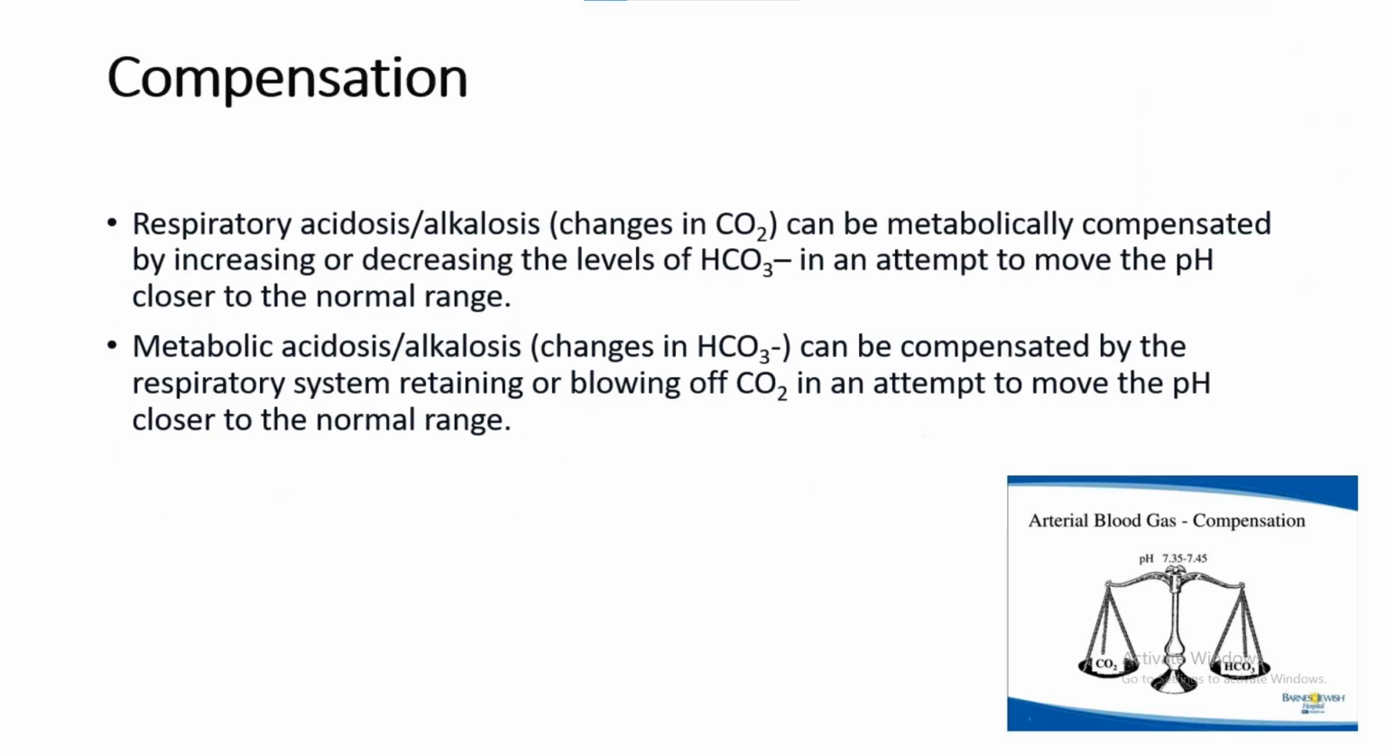Compensation. Respiratory acidosis or alkalosis, changes in CO2, can be metabolically compensated by increasing or decreasing the levels of HCO3 in an attempt to move the pH closer to the normal range. Metabolic acidosis or alkalosis, changes in HCO3, can be compensated by the respiratory system retaining or blowing off CO2 in an attempt to move the pH closer to the normal range.